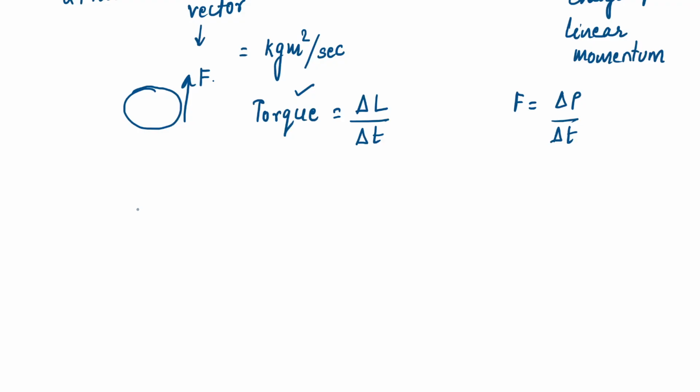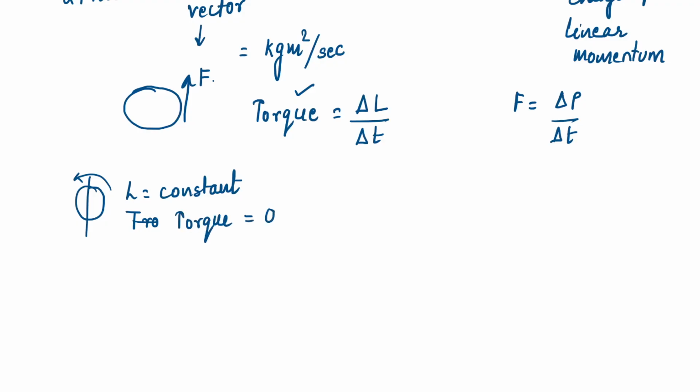If there's no resultant torque, for example on our Earth, the resultant torque is 0. The only force acting on our Earth is the gravitational force of the Sun. The gravitational force of the Sun is not capable of producing a torque on our Earth, so our angular momentum is constant. Why is it constant? Because the torque is 0. If your torque is 0, the change of angular momentum is 0. That means the angular momentum is constant.